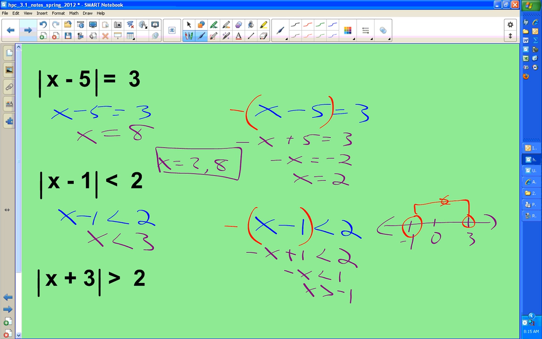So what will your notation be to show the solution? What's the interval notation going to look like? Parenthesis negative 1, and then parenthesis the 3 also. That's your solution. Absolute less thans have to be in overlap, so you're going to be between these two values.